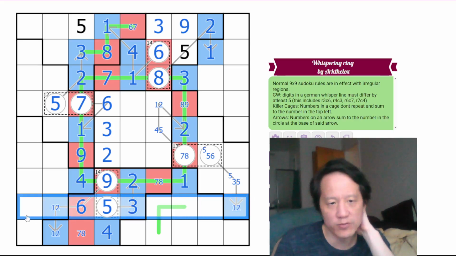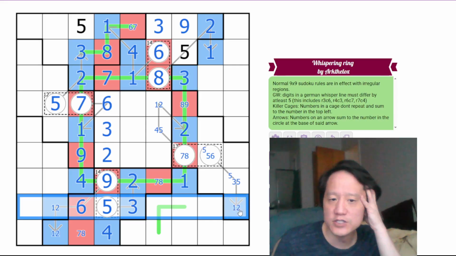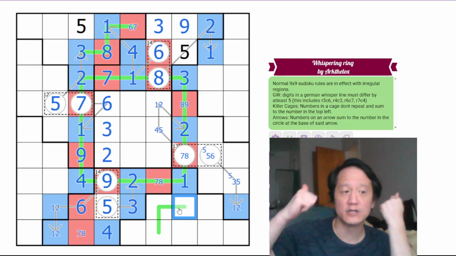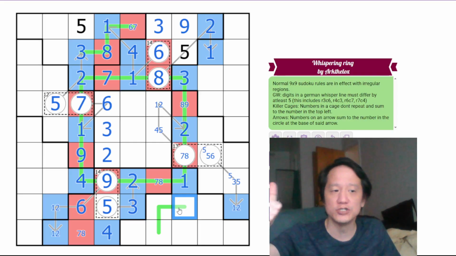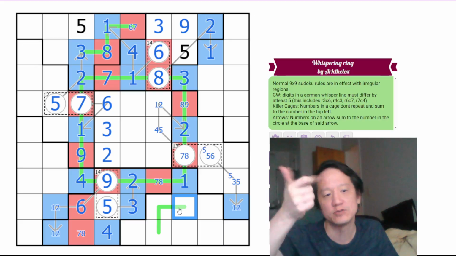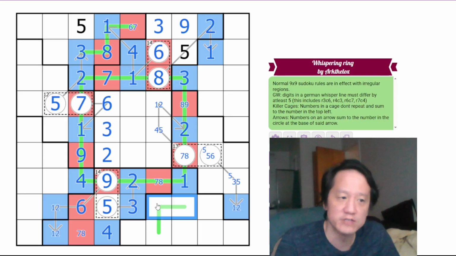Yeah, okay, this is what I want to attack. These digits, we already have 3 low digits in row 8. And of these 2 digits, one of them must be high and one of them must be low. Because as I said on a German whisper line, if you have a low digit, it must be next to a high digit, and if you have a high digit, it must be next to a low digit. So one of these must be low.